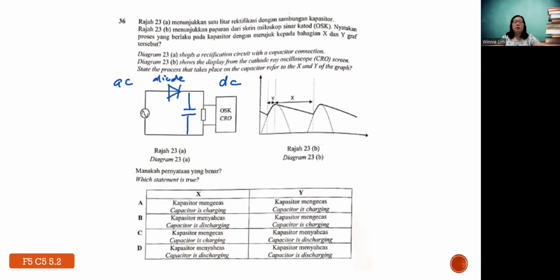Okay, so a diode will cause the current to flow in one direction. That's why whenever they change in the opposite direction, there will be no current flow. So this is when current flows, no current flow, current, no current. So the initial pattern should look like this one.